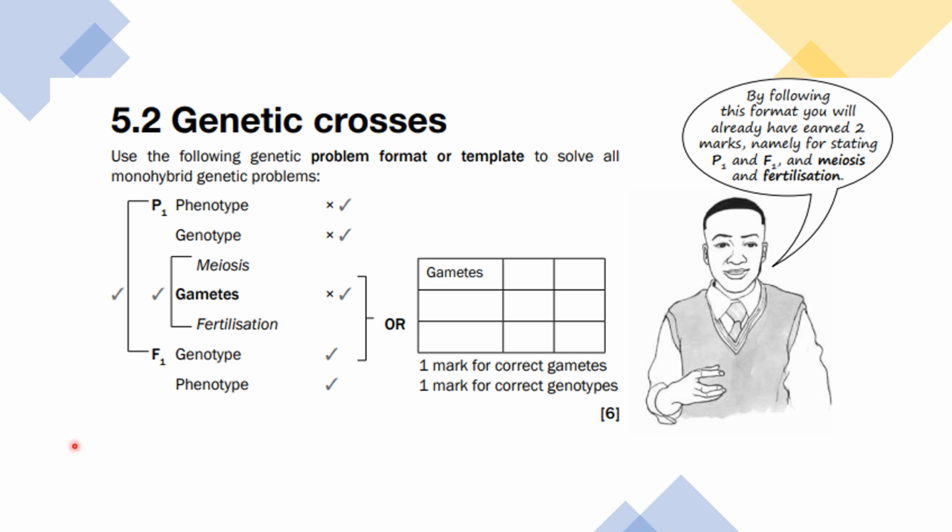So for you to solve genetic crosses, like in grade 12, specifically monohybrid crosses, you follow this format. This is the template that you are going to use in order for you to solve your genetic crosses for monohybrid crosses. You're going to use this format, or you can use the Punnett square format. So just by putting this format as it is, you will get 2 free marks. This is what the guy here says, that when you just put this format, you are going to get 2 free marks. So even if you don't know how to solve the problem, at least by putting the format or just the template, you will be able to get 2 free marks.